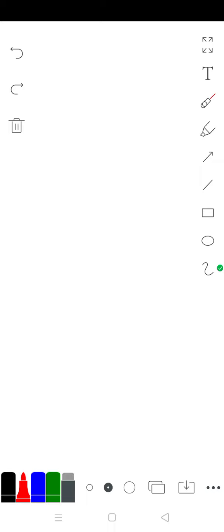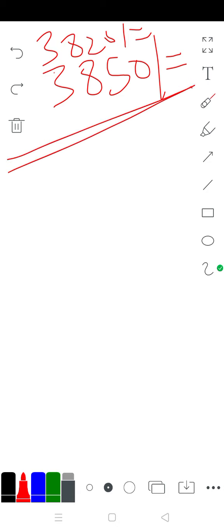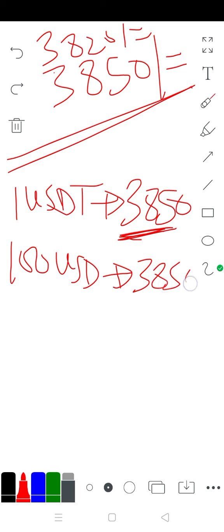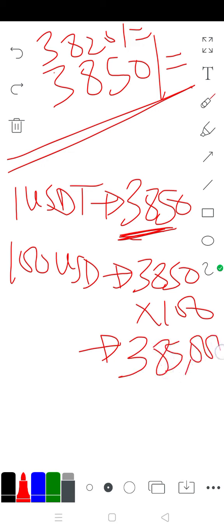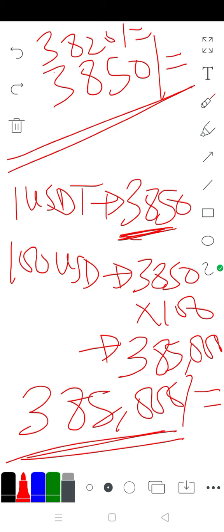Now, you are going to sell it at 3,850 shillings. So you bought it at 3,820 shillings and you want to sell it at 3,850 shillings. If you are to sell it at that price, that means one USDT is equivalent to 3,850 shillings. So you have 100 USDT. 100 of them will be 3,850 times 100, which will give us 385,000. That is how much you're going to sell your 100 USDT if you're selling each of them at this rate.